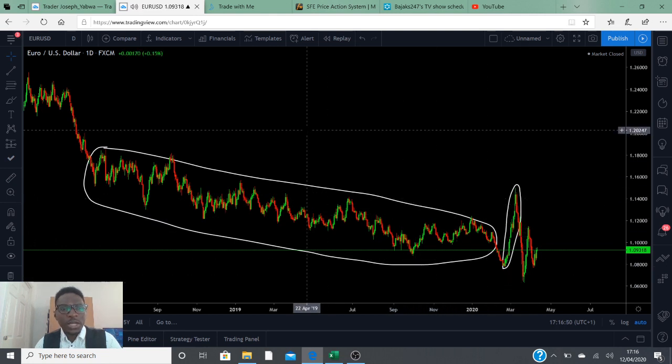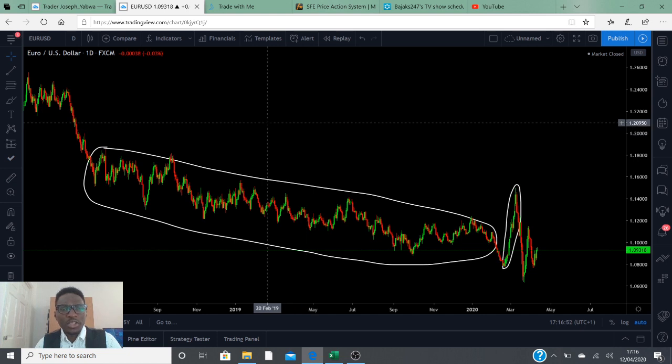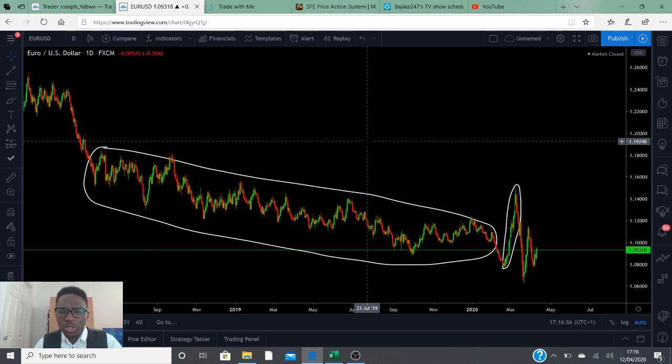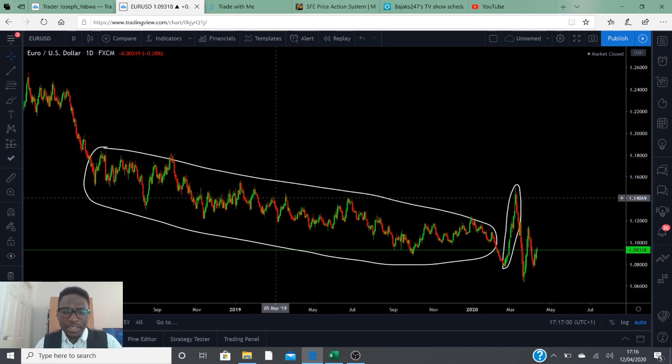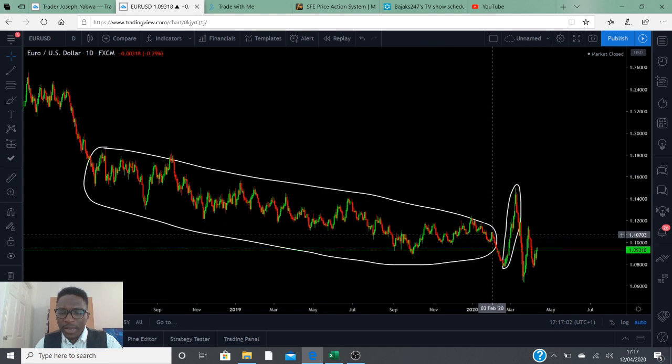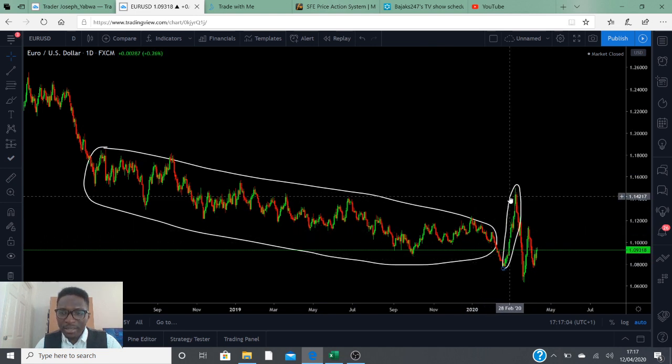Why did the market do that? Have you ever asked yourself so many questions about why the market does what it does? I can promise you that if you go through the market and look at different patterns similar to this, you're going to see that every time the market comes out of these patterns, it hardly just goes in a straight line.